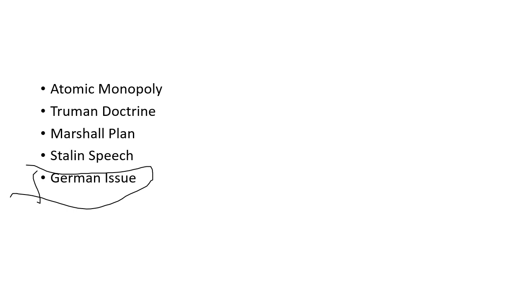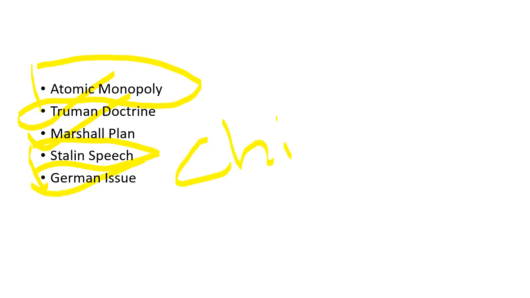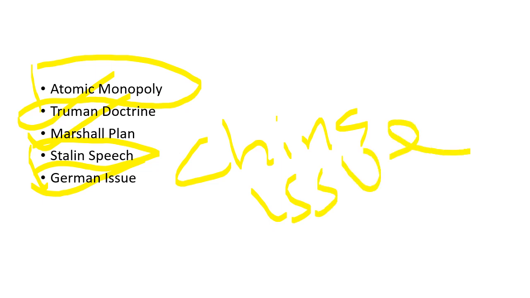So this period was dominated by the concept of atomic monopoly of the US, and then the Truman Doctrine, Marshall Plan, Stalin's statement, the German issue and the China issue. These were the major issues of this period.